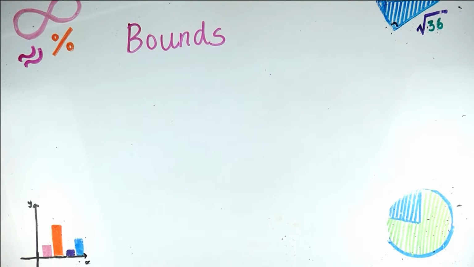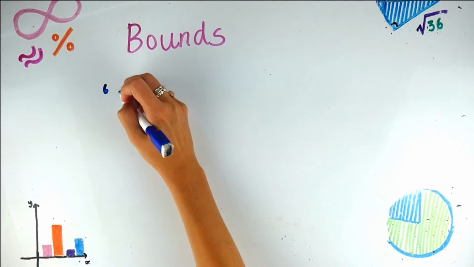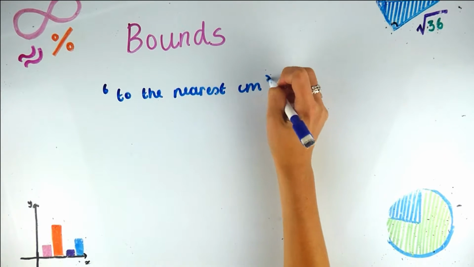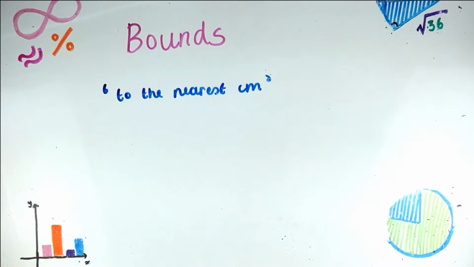So in most of the questions we read on GCSE papers, we see something like this: to the nearest centimetre, measure to the nearest millimetre, to the nearest metre and things like that. That means that numbers used in questions are often rounded, they're not the actual value.